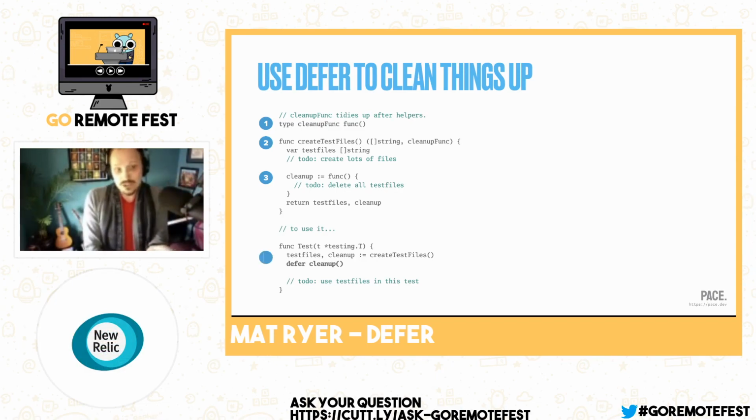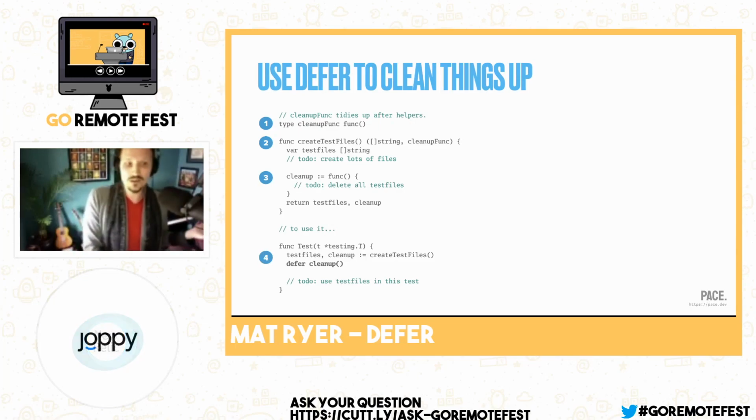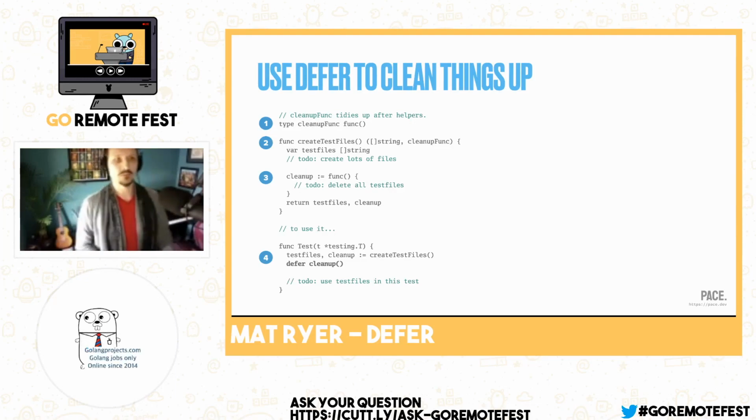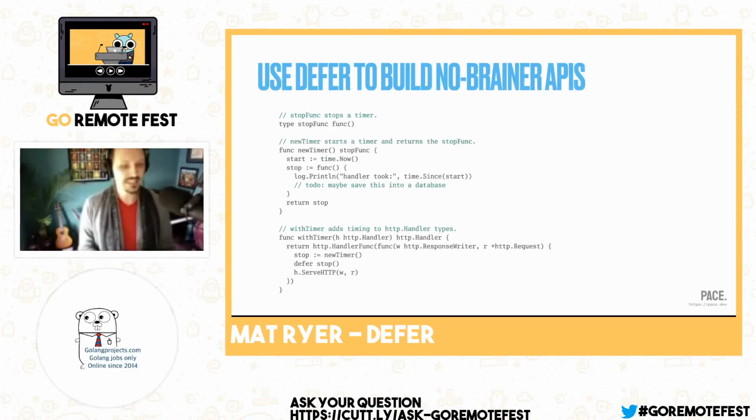And then to use it, we just call that function, we get back the cleanup, we just defer the cleanup immediately. So you know that when this test runs, however it exits, if it fails or if it's successful, we're going to clean up after ourselves, which is very important. You can use a similar technique to build other kinds of APIs too for yourself.